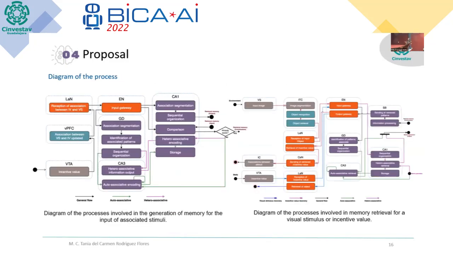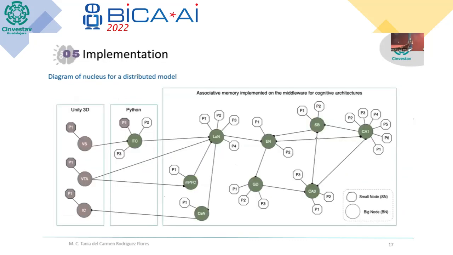These processes are divided into phases. The first phase is memory generation, and the second phase is memory retrieval. With these models, we implement it on the middleware for a cognitive architecture. Its implementation in this middleware will allow us to have a distributed model.